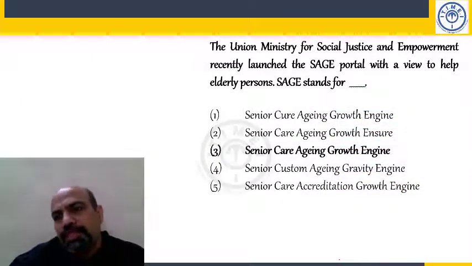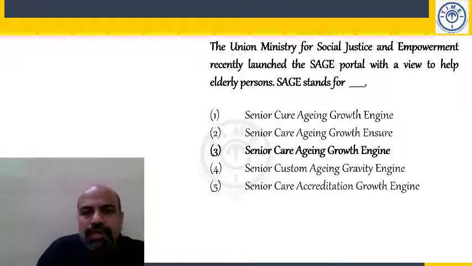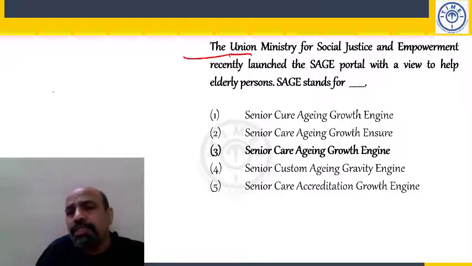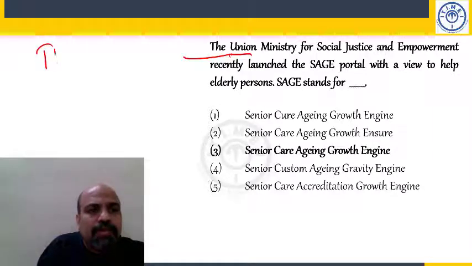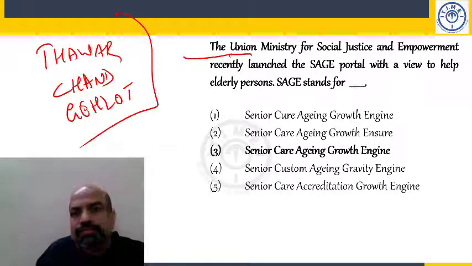The Union Minister for Social Justice and Empowerment recently launched the SAGE portal, a website, with a view to help elderly persons. SAGE stands for Senior Care Aging Growth Engine. Now, I just want to tell you, who is the minister? The Union Minister for Social Justice and Empowerment is Thawar Chand Gehlot.